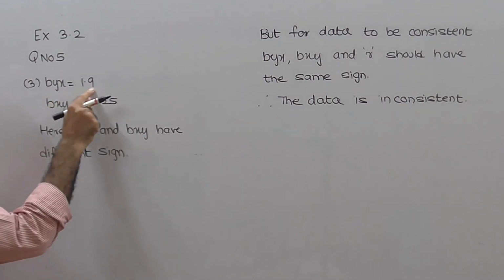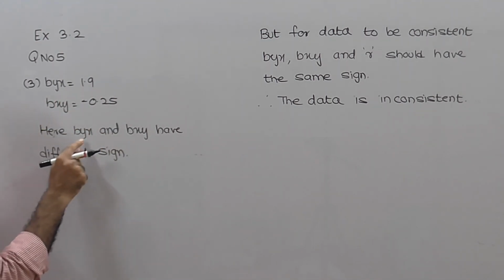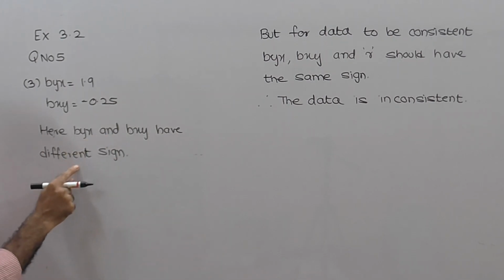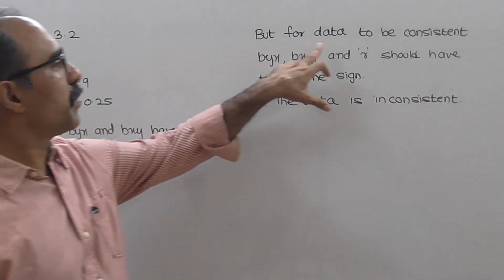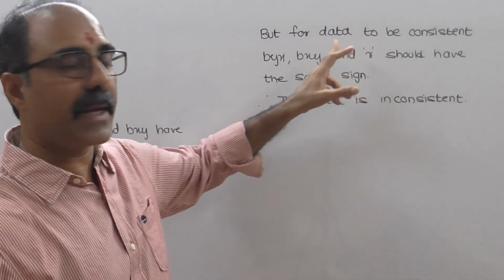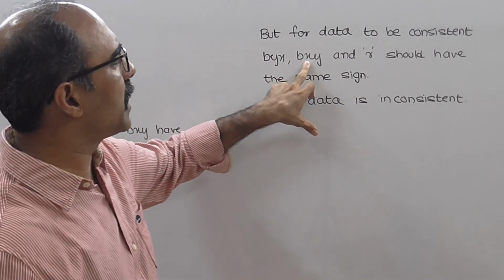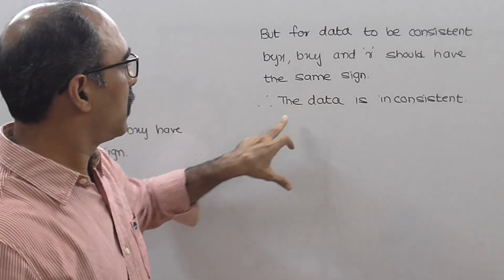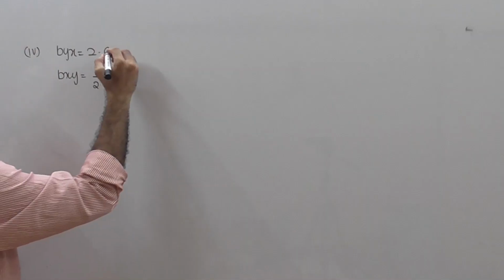They have given byx 1.9, bxy minus 0.25. Here can I say that byx and bxy have different signs? Different sign means one is positive, the other is negative. But for the data to be consistent, can I say that byx, bxy and r? In this there is no r. So if you want, you can write, for data to be consistent, byx and bxy should have the same sign. They are having different signs. Therefore, the data is inconsistent.